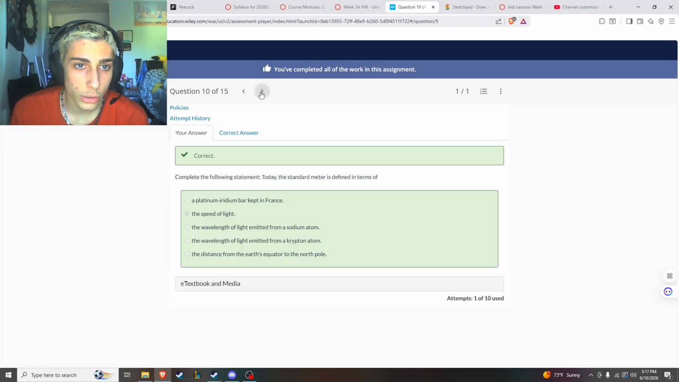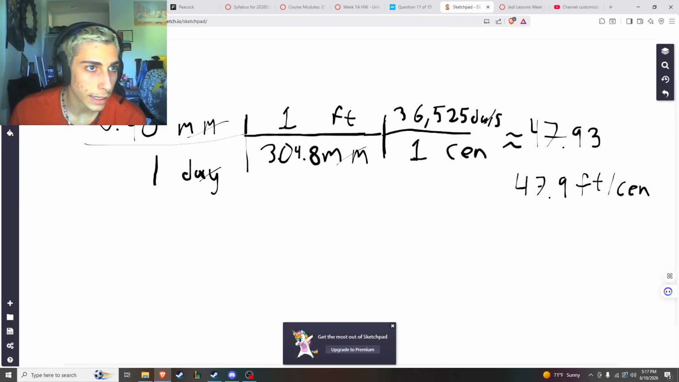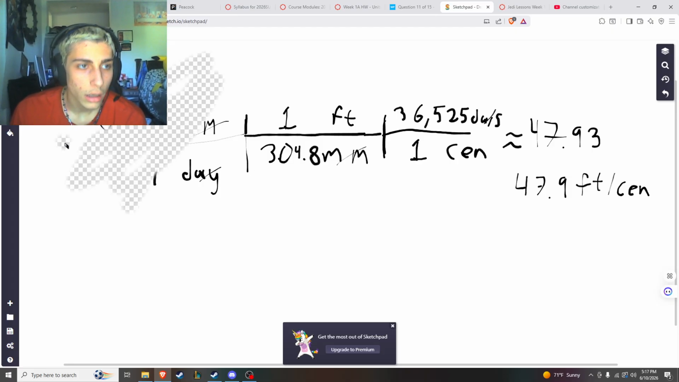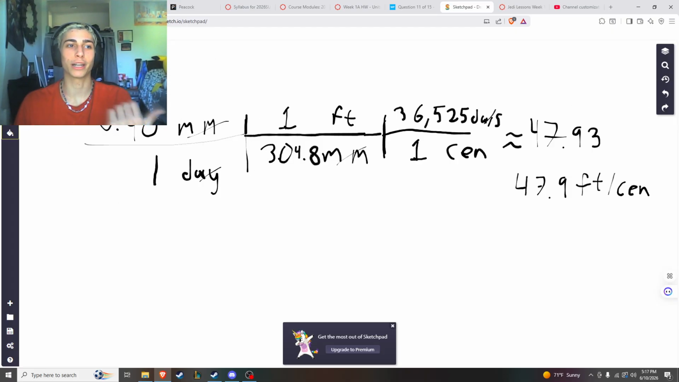And then I also wanted to look at question 11 because this confused me when you were explaining it a little bit, but I think I got it down now. So if I can just find the eraser here. Oh, that's not good. Okay. Let's just do it at the bottom.